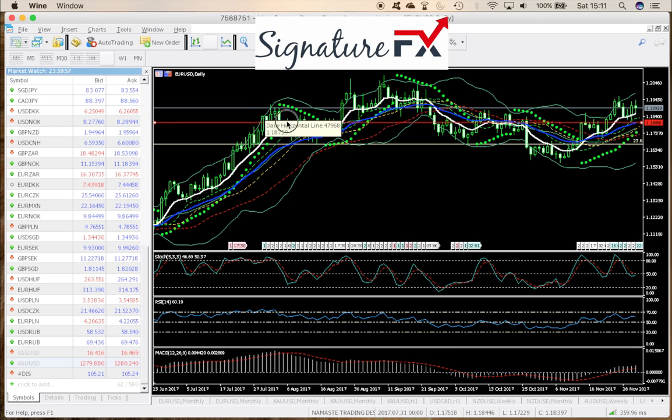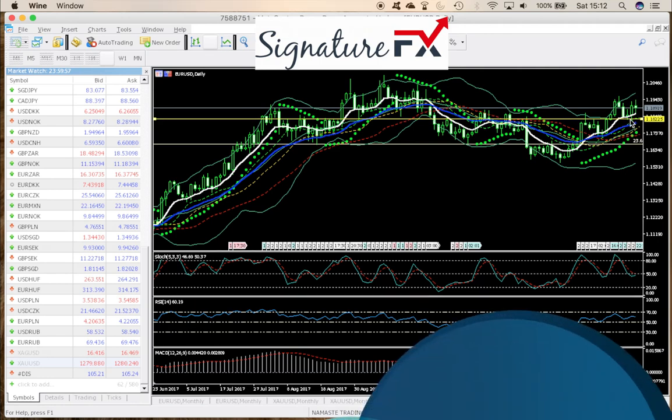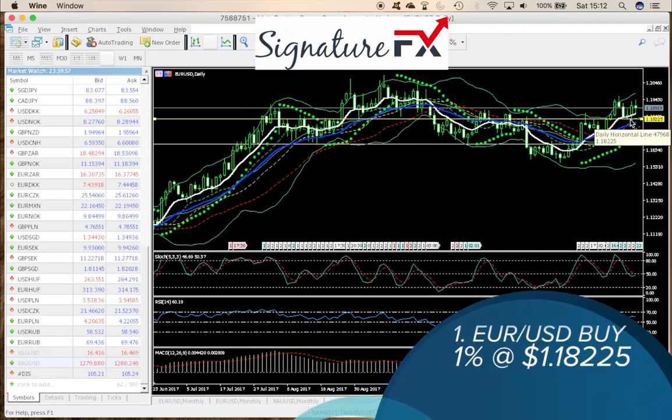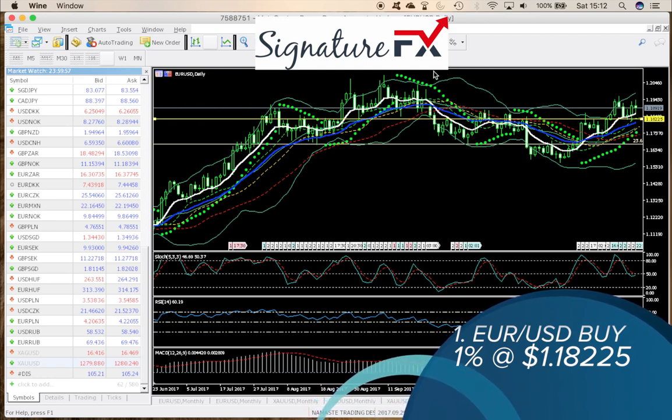So we're going to go to this significant level here. Okay, and the reason for that is you can see it's resistance here, it's resistance here, it's support here, support here, becomes resistance here, resistance here, definitely resistance there, and support here. Okay, so 1.1822 is where we're going to enter our long buy limit on Euro US dollar.